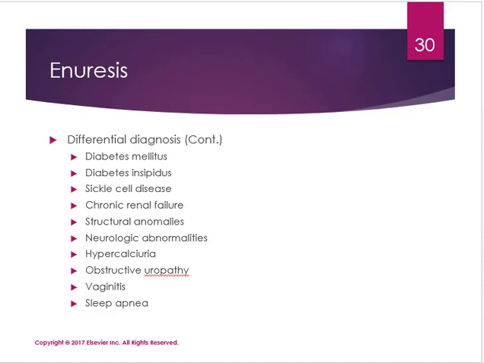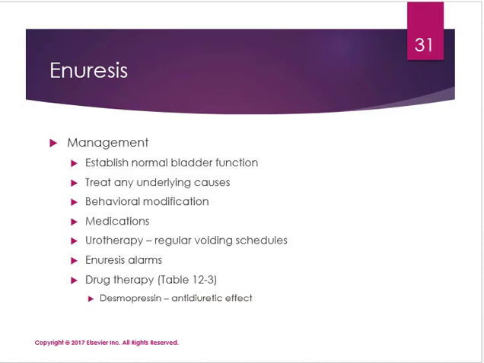So once your diagnosis is made, you're going to want to try to offer management, and the most important goal for that is to establish normal bladder function. With that, that's going to help prevent any physical or emotional or psychological complications. You want to treat for any underlying causes first, and then you'll begin to address behavior modification. This may include medication use, treatment of comorbid or organic conditions, or a combination of several different modalities.